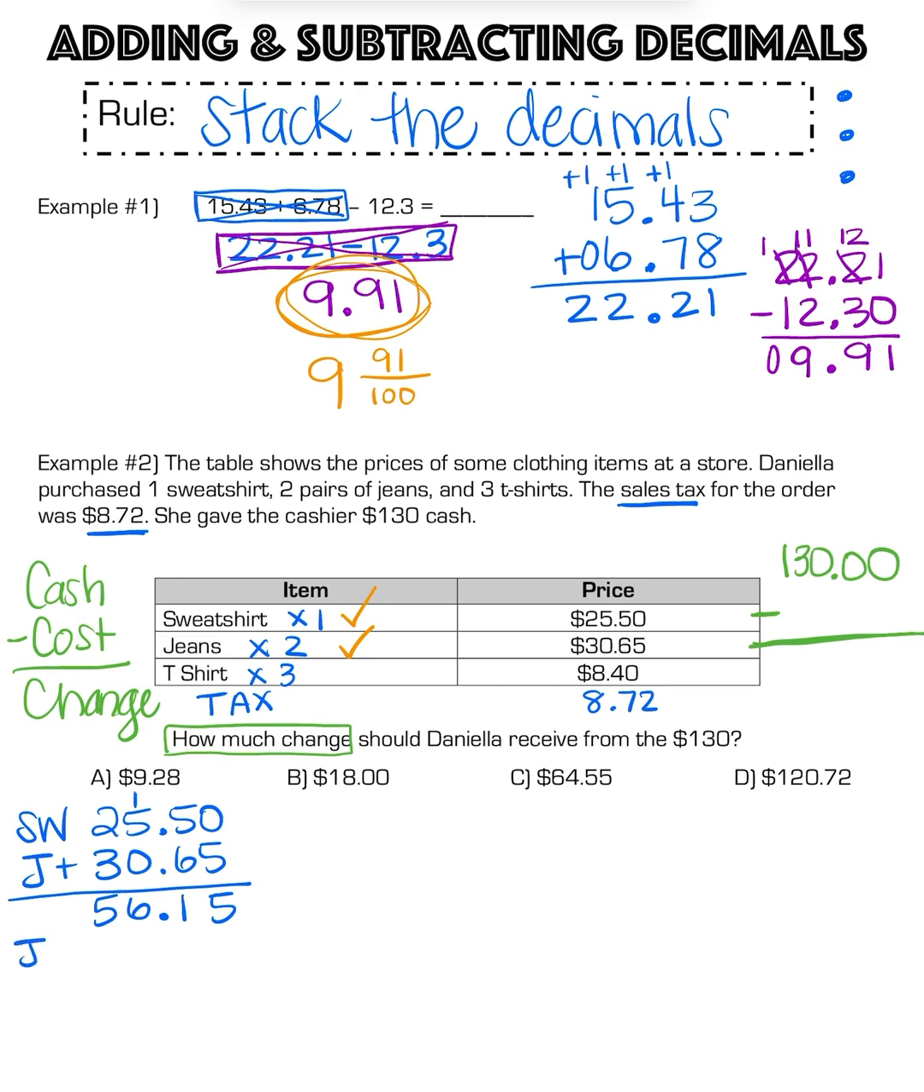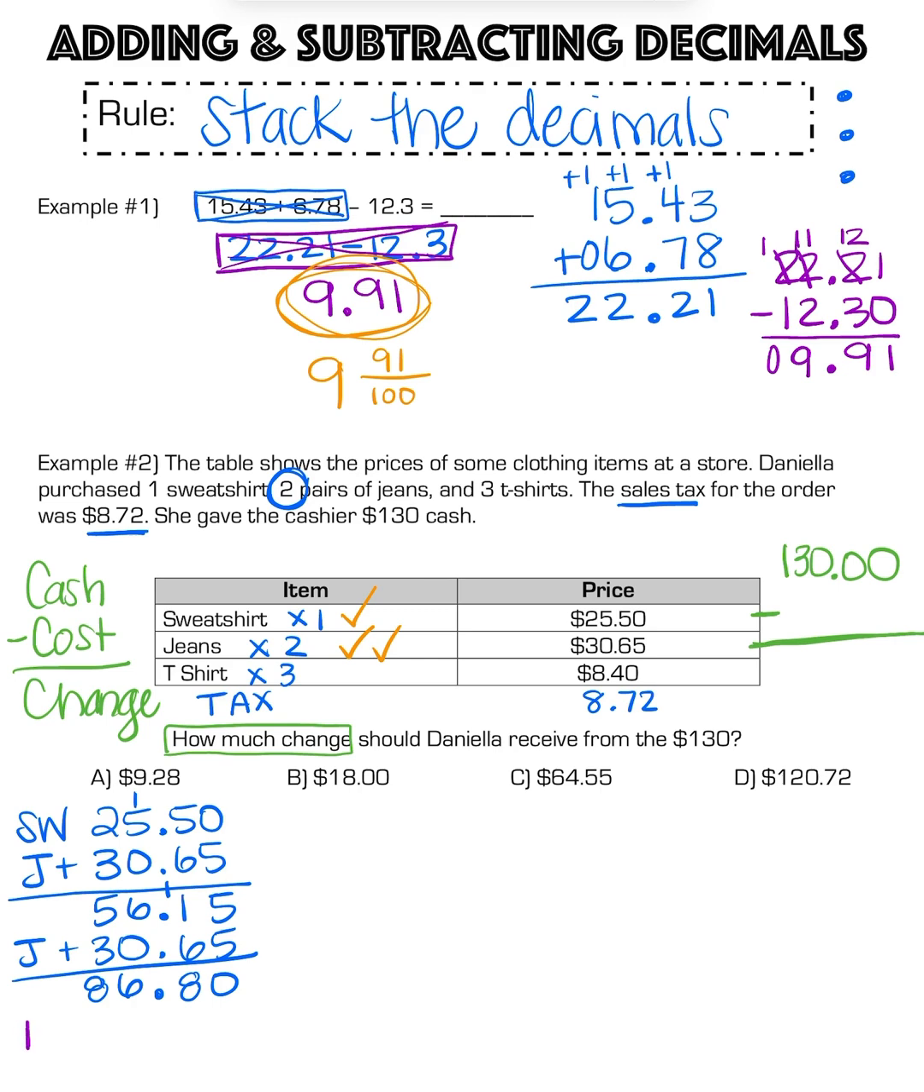So let's keep adding jeans. We need another pair of jeans because remember, she bought 2 pairs of jeans. So another $30.65. We're adding together our items. 5 plus 5 is 10, carry the 1. 1 plus 1 is 2, plus 6 is 8. Bring down that big bold decimal. 6 plus 0 is 6, and 5 plus 3 is 8. And now I can double check my jeans. I have my sweatshirt. Yes, I have 2 pairs of jeans. Excellent.